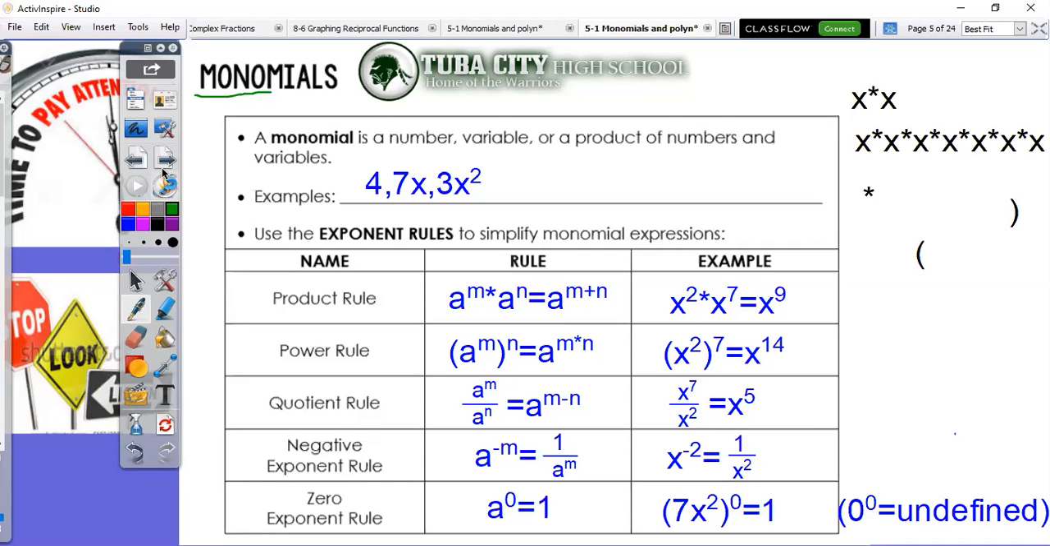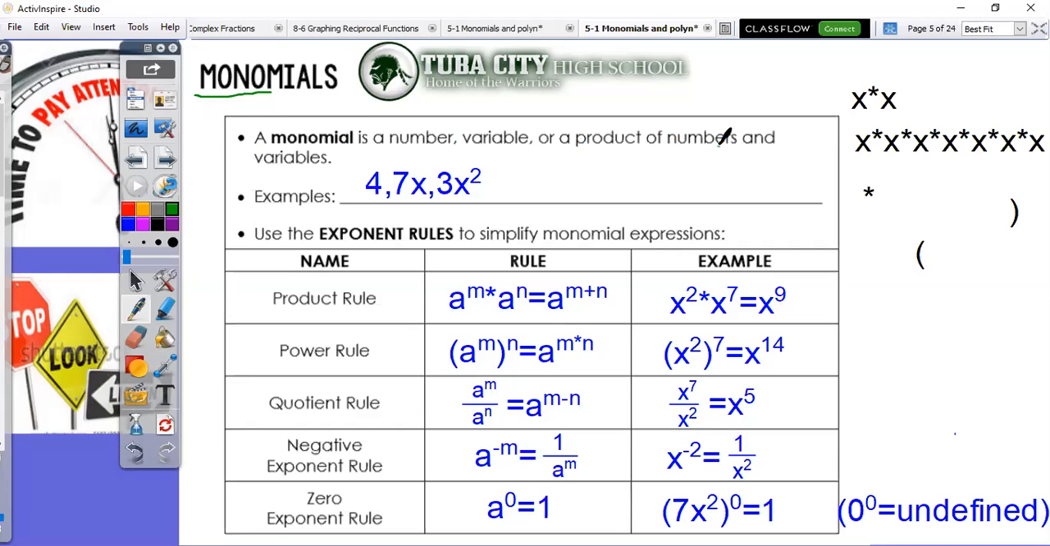Some less common words would be monopod, which basically means like a stick, or a monocular, which is like a binocular, but only one side. Anyway, a monomial is a number, a variable, or a product of numbers and variables.